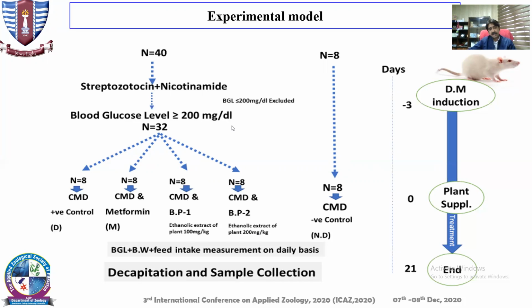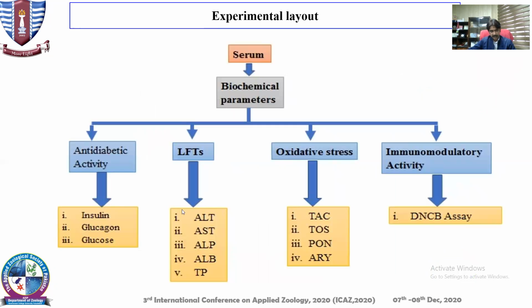We induced diabetes in the rats using streptozotocin and nicotinamide injection, and a blood glucose level above 200 milligrams per deciliter was considered diabetic. Three days were taken for that, and we started the supplementation from day 0, and the total experiment comprised 21 days. At the end of the experiment, on the 21st day, we decapitated the rats and collected the serum samples for further analysis.